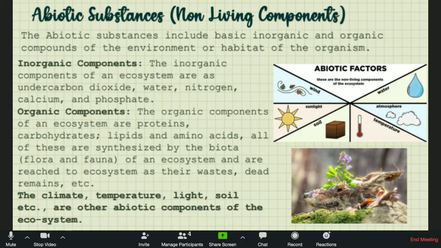All of these are synthesized by the biota, flora, and fauna of an ecosystem and are returned to the ecosystem as their waste, dead remains, etc. The climate, temperature, light, soil, etc. are other abiotic components of the ecosystem.